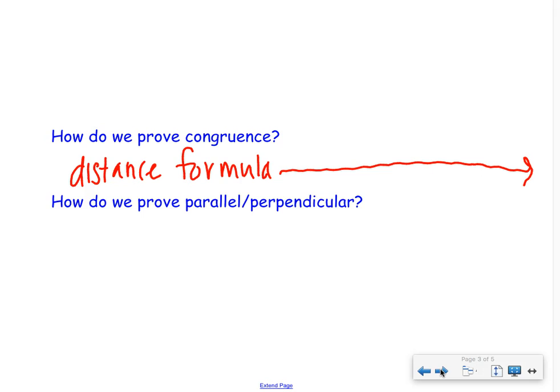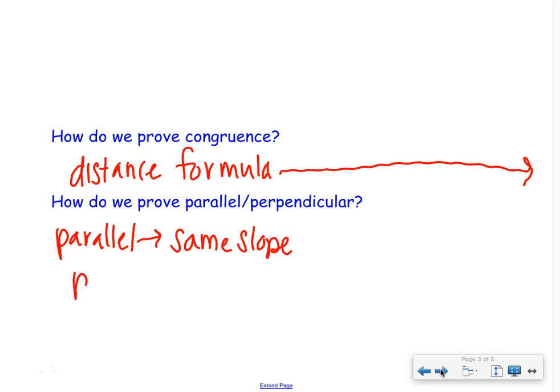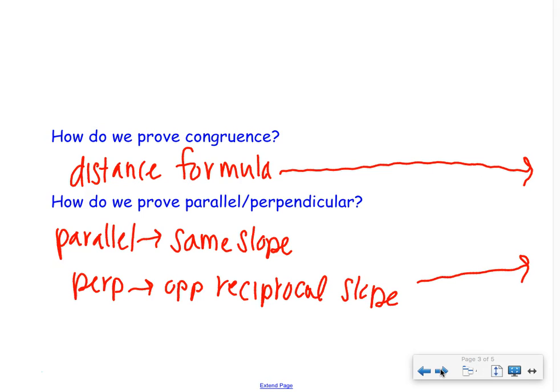Okay, how do we prove parallel and perpendicular? What needs to be true of something? Slope. If I have something that's parallel, what do we know about slope? They're equal, same slope. And perpendicular, what needs to be true? Opposite, reciprocal slope. And the slope formula is right over there.